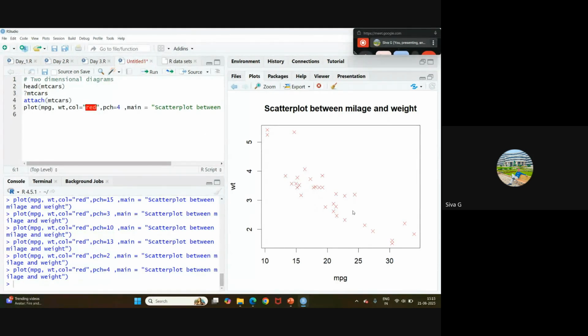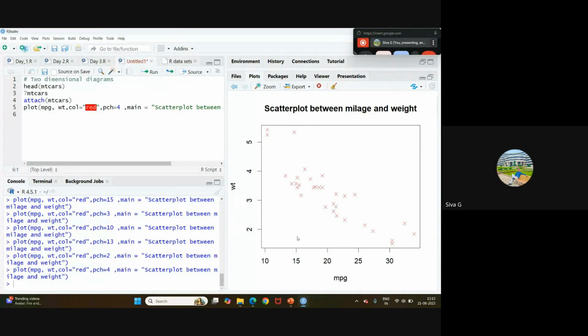Now you can see this. The data points are plotted from the top left corner, following a pattern towards the bottom right corner. So what is the meaning? If the mileage is 10, their weight will be a little more than 5, maybe in kgs or maybe in tons. Let us assume that at mileage 10, the weight is 5.